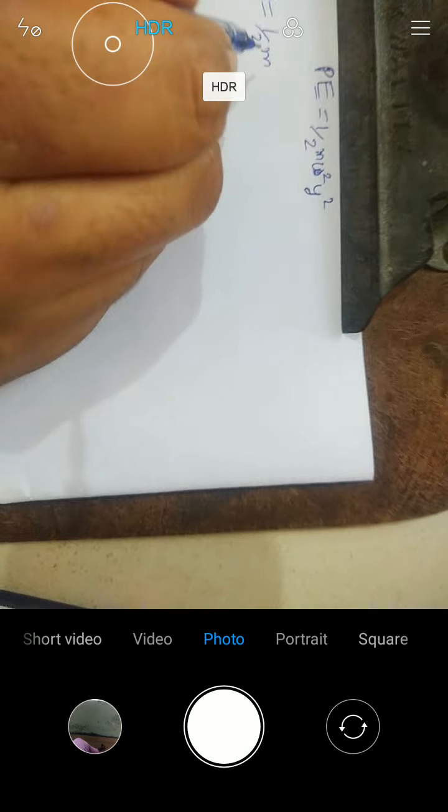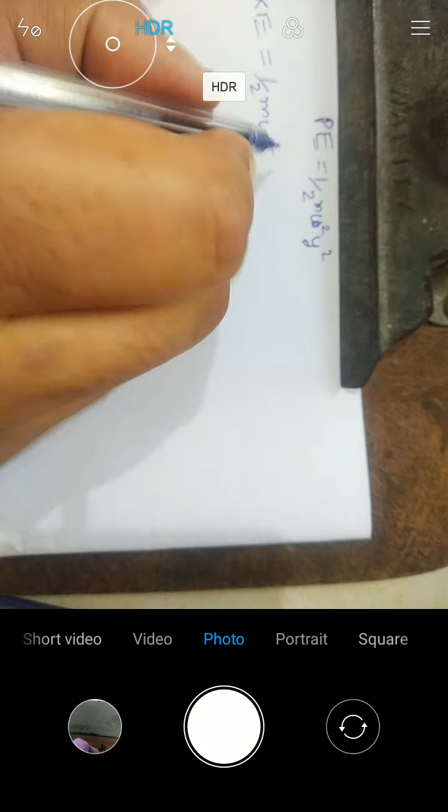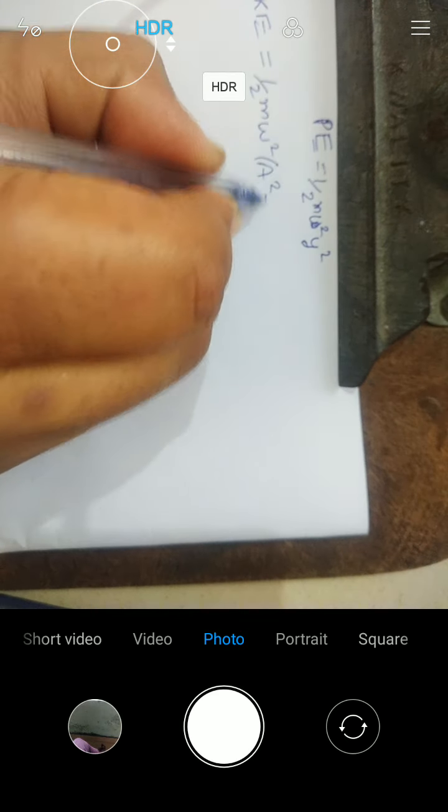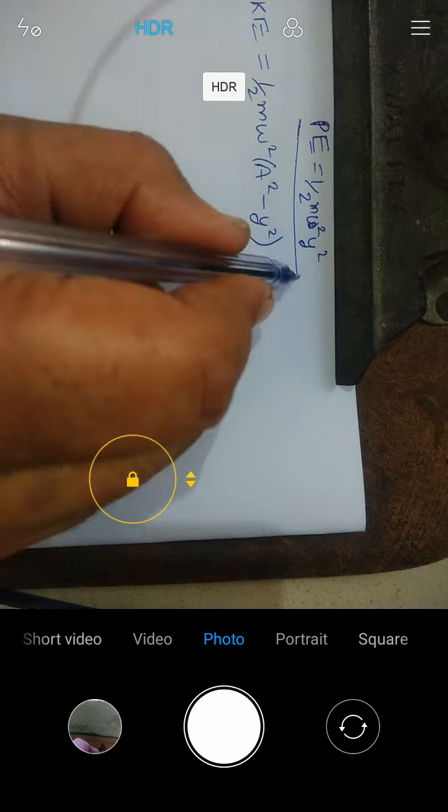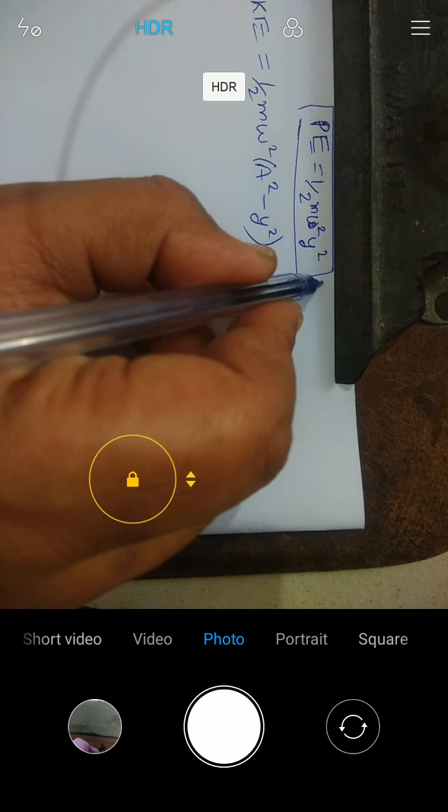And the kinetic energy is equal to half m omega square, a square minus y square. Then after that, some notes related to potential energy at the mean position. Suppose the potential energy at the mean position.